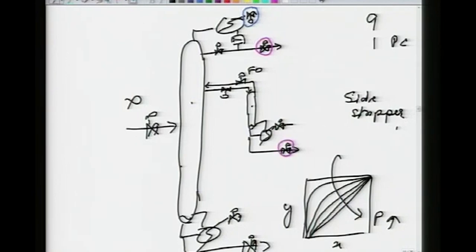This valve goes, let us say, for level control of the side rectifier bottom sump. This valve, let us say, goes for level control of the bottoms in the sump of the main column. So, I take out 3 valves for level control. I also have 2 specifications, that this valve is fully open. So, what I say is, well, one of the valves is fully open, okay.